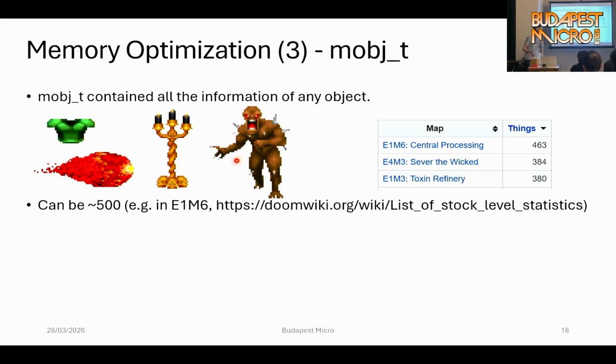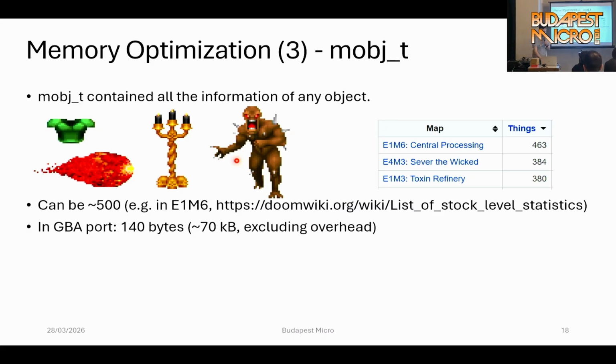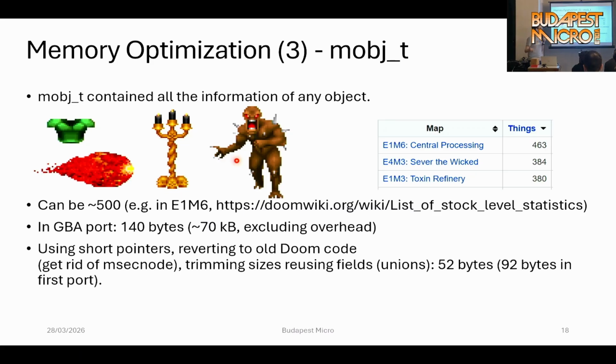However, in Doom, there may be up to 500 objects at the same time. And in the GBA port, it was already optimized down to 140 bytes, which means that up to 70 kilobytes, excluding overhead, were needed to store all the information. And this was too much for our port. So using all the optimizations I mentioned before, I was able to trim this firstly to 92 bytes, and then later in a later port even down to 52 bytes.